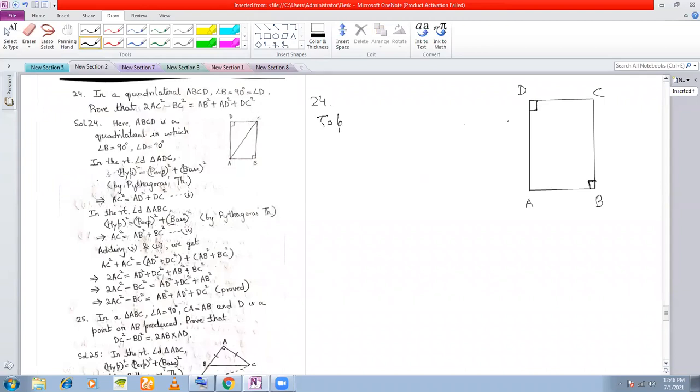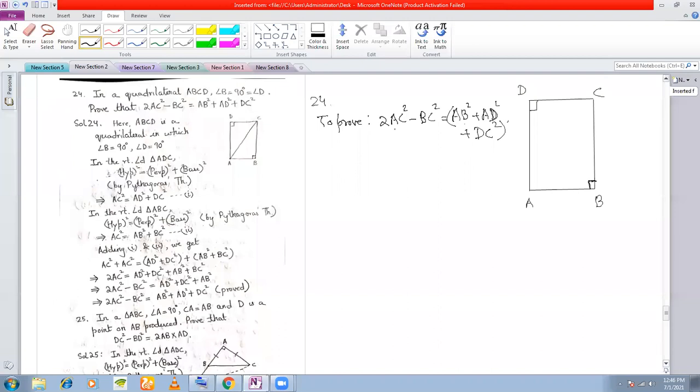Now the question is prove that. What do you have to prove here? Twice AC square minus BC square is equal to AB square plus AD square plus DC square. This is what you have to prove here. Now look at the proof.